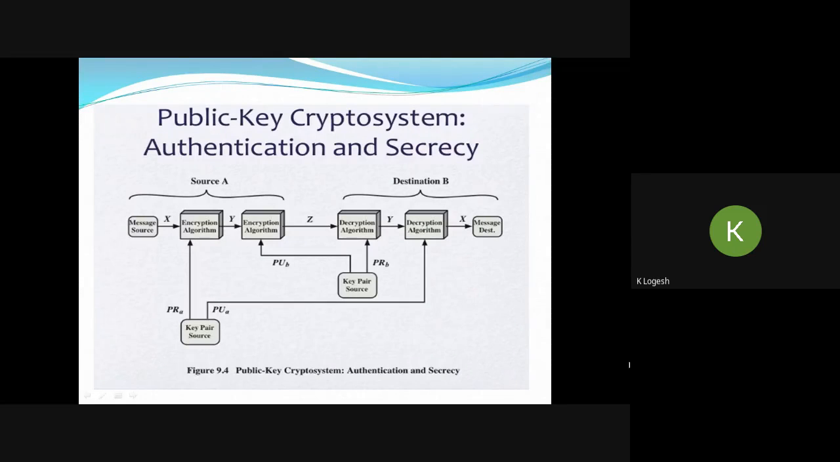Means it is a digital signature. Then the encrypted message is encrypted once again. It creates a ciphertext called Y. Y is again encrypted using B's public key. So the equation is not here; I will mention the equation in the chat box.